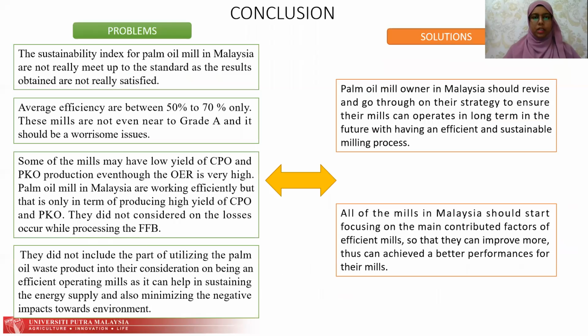So as the conclusion, palm oil mill owners in Malaysia should revise and go through their strategy to ensure their mills can operate in the long term in the future with an efficient and sustainable milling process. And next, all of the mills in Malaysia should start focusing on the main contributing factors of efficient mills so that they can improve more, and thus achieve better performance for their mills.